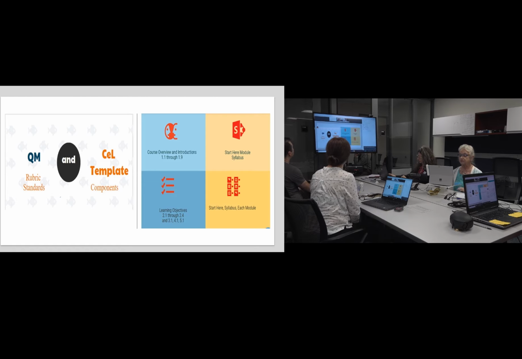And so there's the Start Here, the syllabus, and then within the modules, all of it is created to build that quality already into the course. And as I said, to accomplish some of the QM standards right at the outset.